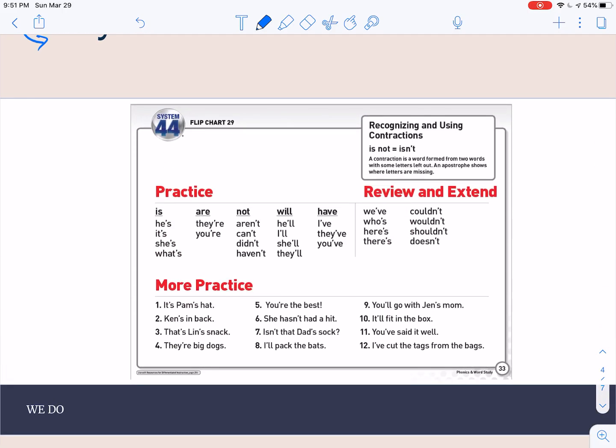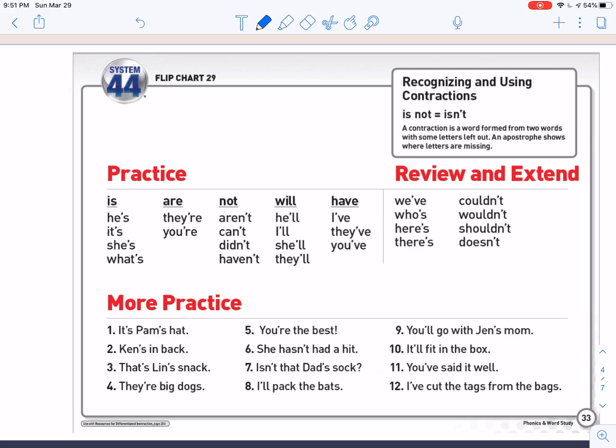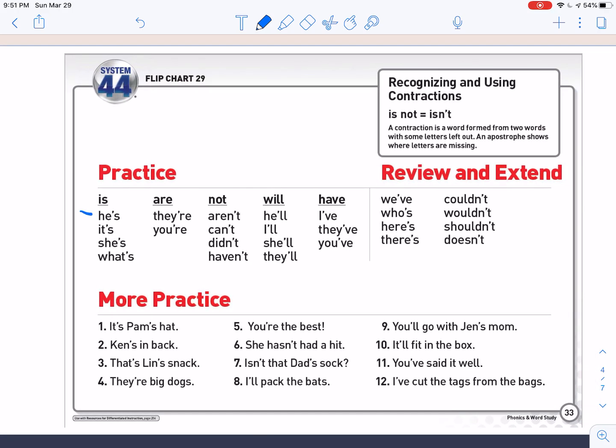Now let's look at the flip chart 29. This is also attached to the video, so you can look at it later if you need to. So let's look at this first word here. I'm going to zoom in a little bit so we can see it. He's. Look at the apostrophe. Do you see it? Notice this word has apostrophe s. This signals that the word is probably a contraction. Let's read it together. He's. He's is the contraction for he and is.